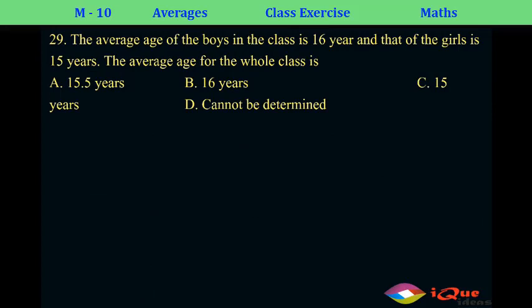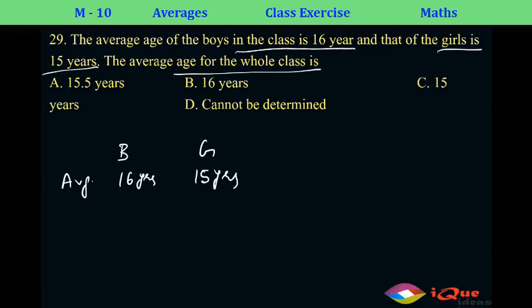Now this question says the average age of the boys in the class is 16 years and that of the girls in the class is 15 years. The question is asking the average age of the whole class. Now to find the average of the whole class, we need the number of boys and the number of girls. None of them is given. That means we cannot determine it, right? These numbers, the weightages, are not given, so we cannot calculate the overall average. So the answer has to be option D, cannot be determined.